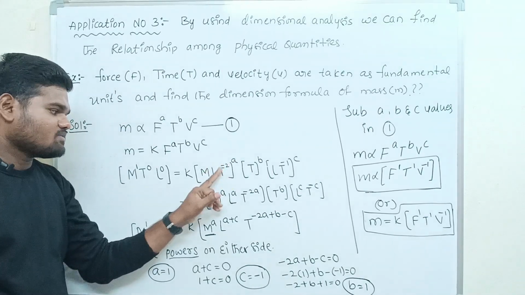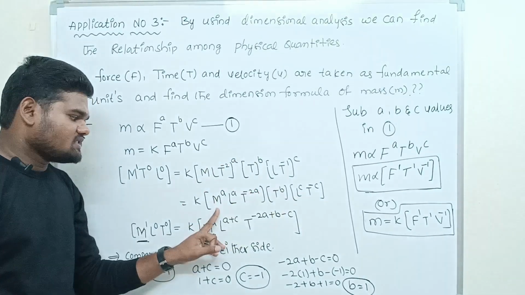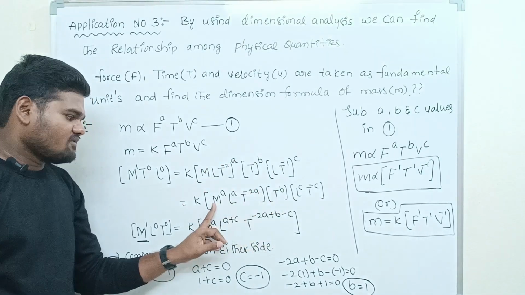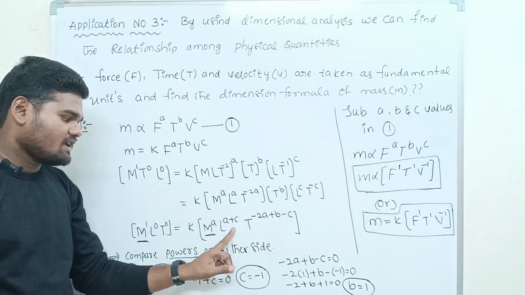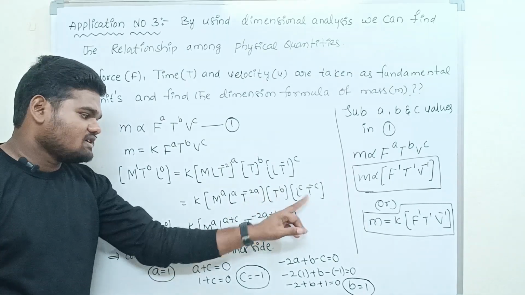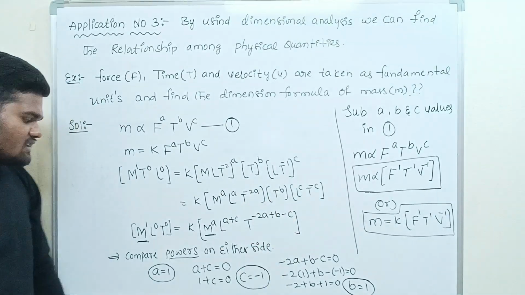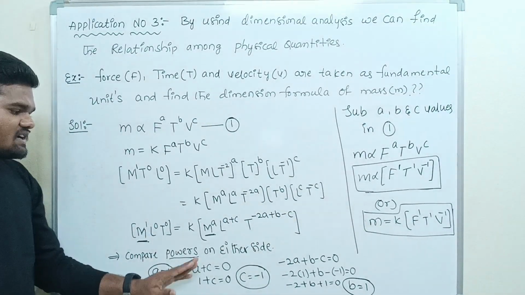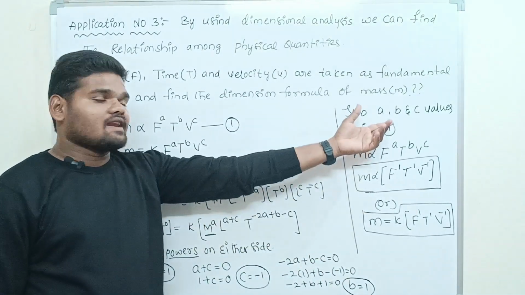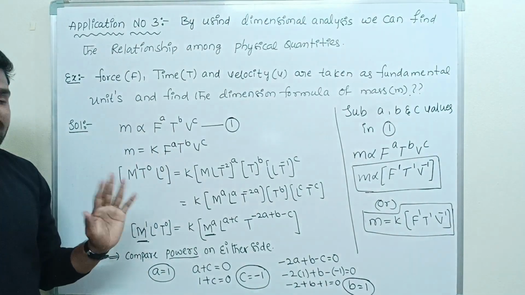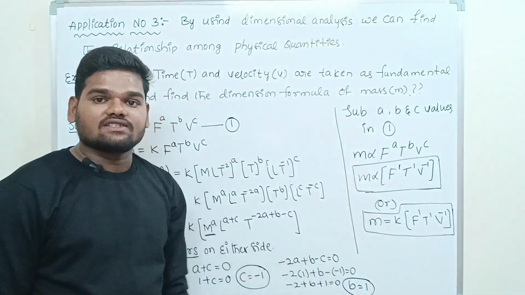I'm just expanding the powers over all these terms and adding them. If bases are the same, then powers will be added. L power A, L power C, L power A plus C, T power minus 2A, B, C, T power minus 2A plus B minus C. Then I compare the powers on either side. We get the A, B, C values. Whatever A, B, C values we got, we substitute in equation 1, and then it gives the dimensional formula.